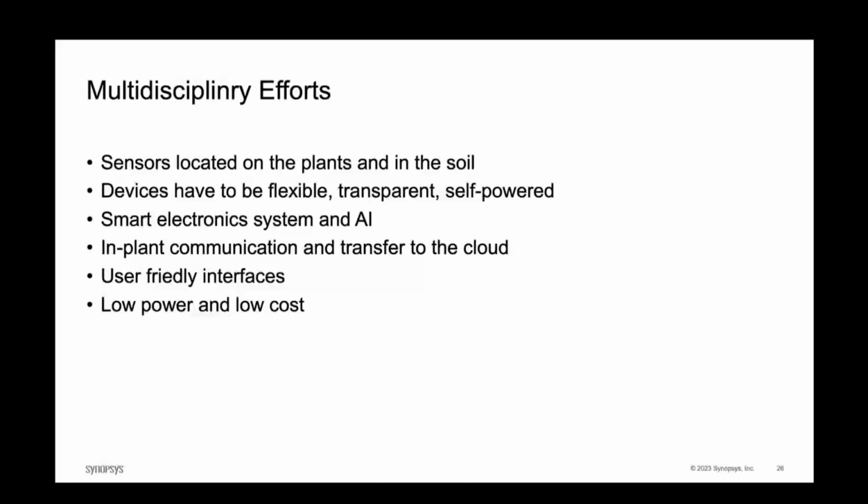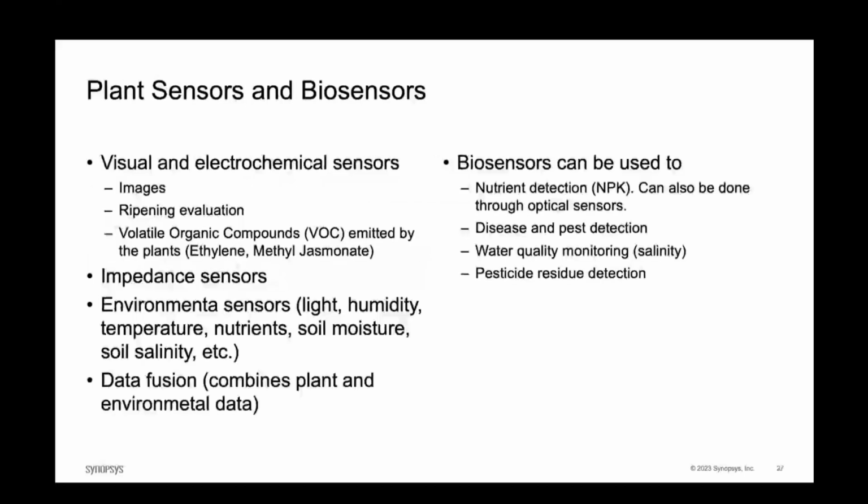Smart electronic systems and artificial intelligence, implant communication, transfer to the cloud, user-friendly interface, low power, low cost. Cost is very important. We are talking about farmers, and 80% of farmers in the world are small farmers that have less than 2 hectares. So we are talking about very small, very poor farmers.